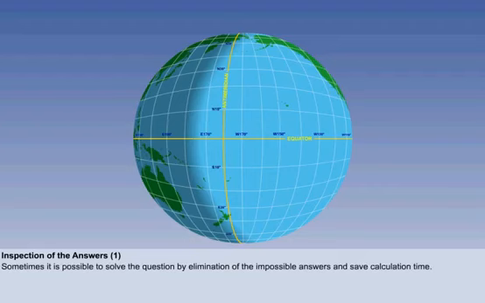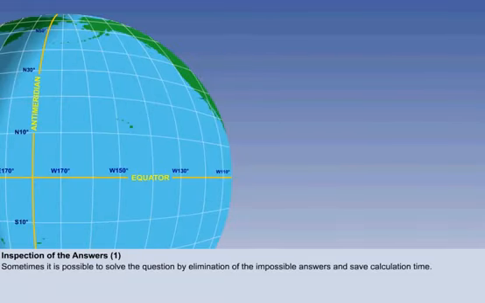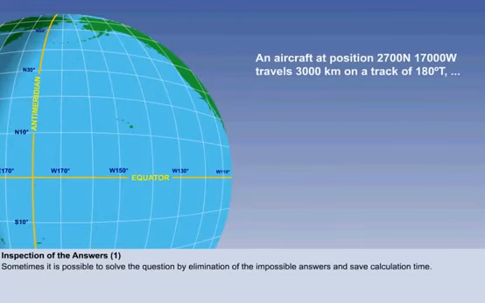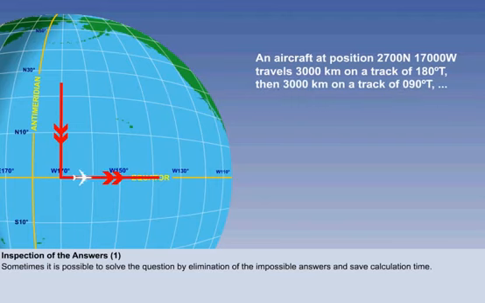There will always be 4 optional answers given, and it may be possible to solve the question by elimination of the impossible answers and save calculation time. Take this question. An aircraft at position 27 north and 170 degrees west travels 3,000 kilometers on a track of 180 true. Then 3,000 kilometers on a track of 090 true.